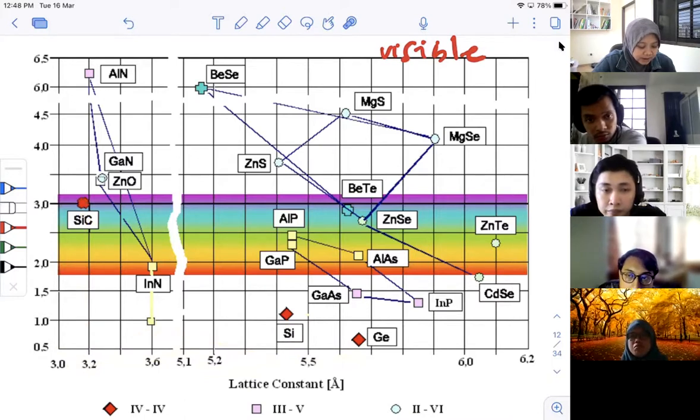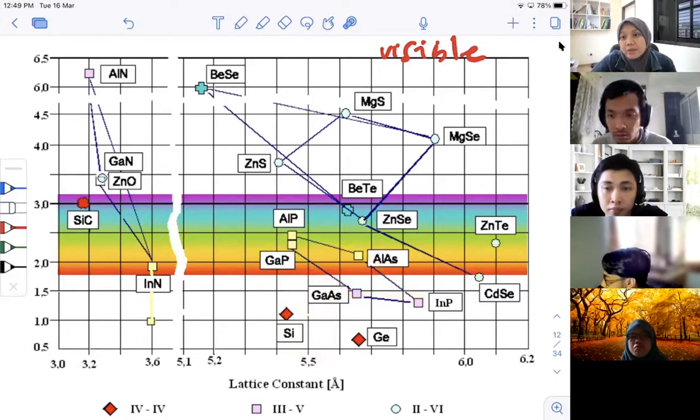On the heterostructure, you can see the lattice constant. You can choose any which is close. Maybe silicon and gallium arsenide may be possible. It's not that far. Another thing, the blue line here is showing that we can make compound semiconductor.